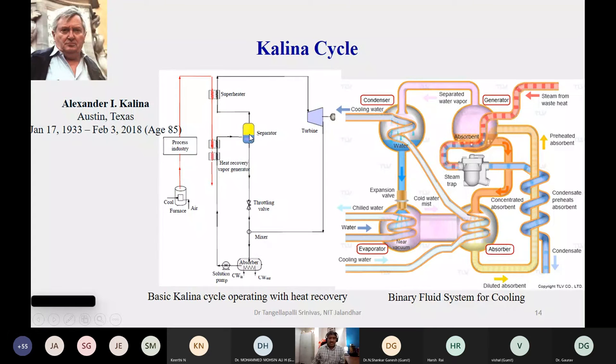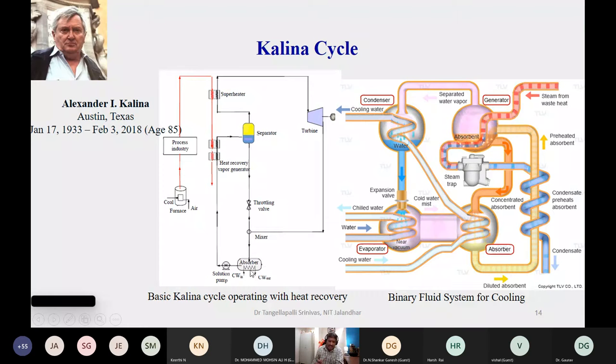For example, assume there is no separator. Assume this is the Rankine cycle. The vapor has more ammonia, it is rich in concentration, 90% plus. If this working fluid is directly supplied to the condenser, what happens? It is not possible to condense, because the boiling point of ammonia is different and the boiling point of water is different. The boiling point of pure ammonia is around minus 32 to minus 35 degrees centigrade at atmospheric conditions. The boiling point of water at atmospheric conditions is 100 degrees centigrade.